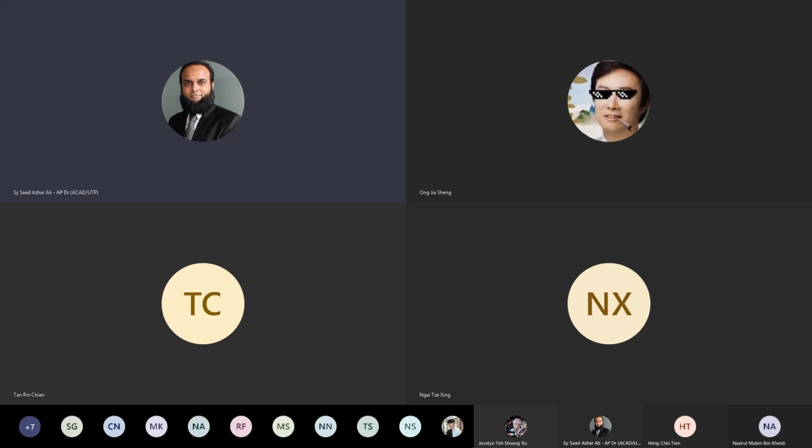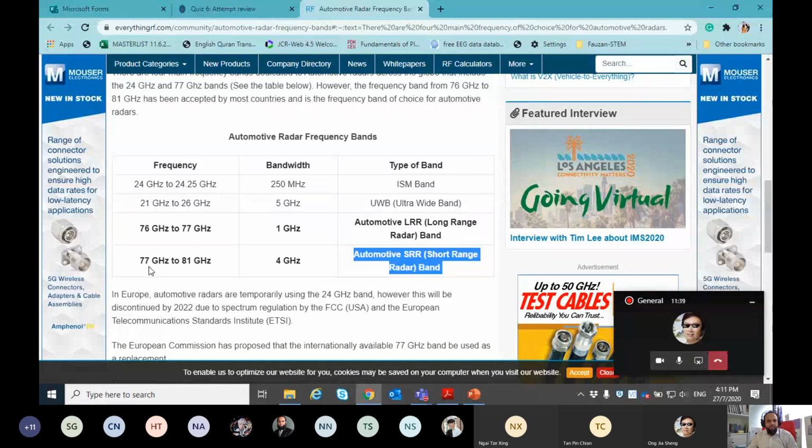Okay, so 24 gigahertz to 24.25 gigahertz and 77 gigahertz to 81 gigahertz. Is that okay? So if you say you're using a band pass filter, what was your cutoff frequency? On 2 pi f. No, I mean, which one did you take? Because the idea is that there are two separate bands, 24 gigahertz to 24.25 gigahertz and 77 to 81 gigahertz.